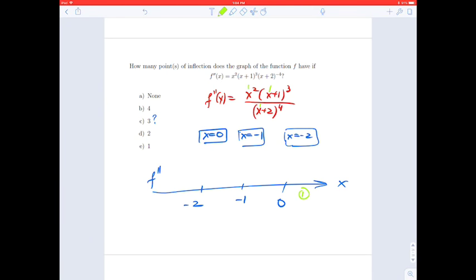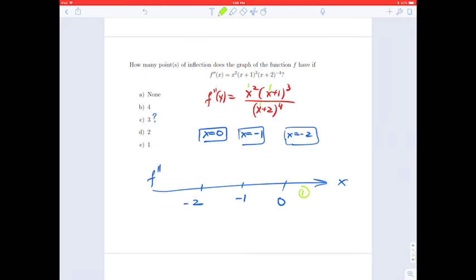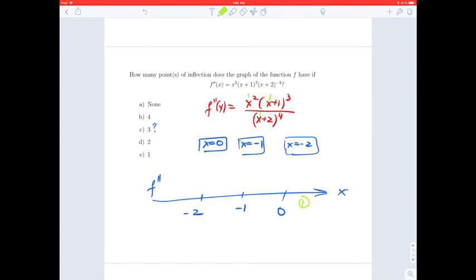Just the test value. If I put 1, 1 and 1, now what we can do, we have x squared and (x plus 2) to the power of 4. Even exponents. It doesn't really matter what I put, I will always have positive. That means the main thing is to just focus on (x plus 1) to the power of 3. But 1 plus 1, positive, cube, positive.